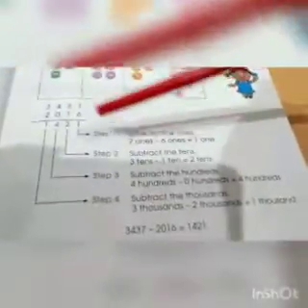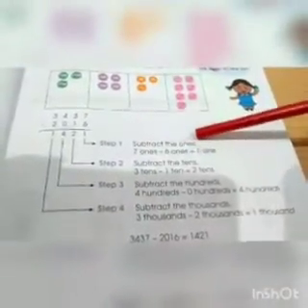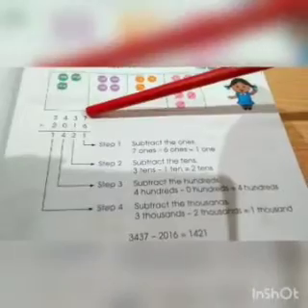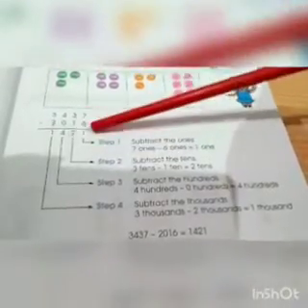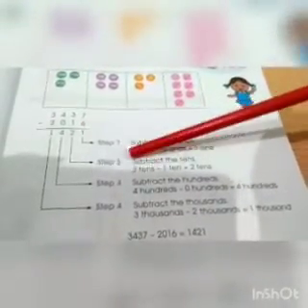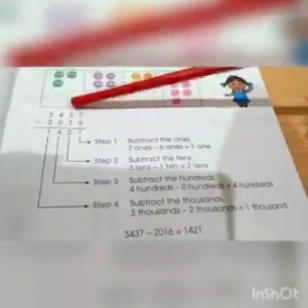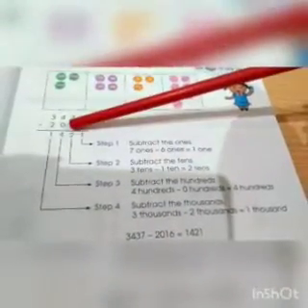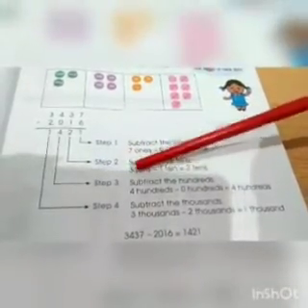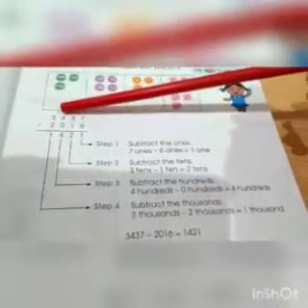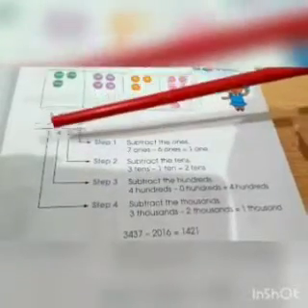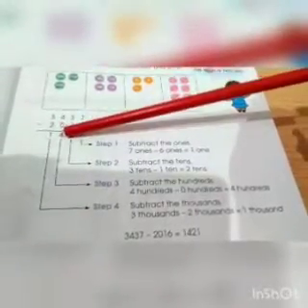Okay class, you can see step 1, subtract the ones. 7 ones minus 6 ones equal to 1 ones. In the second step, subtract the tens. 3 tens minus 1 tens equal to 2 tens. Step 3, subtract the hundreds. 4 hundreds minus 0 hundreds is equal to 4 hundreds.